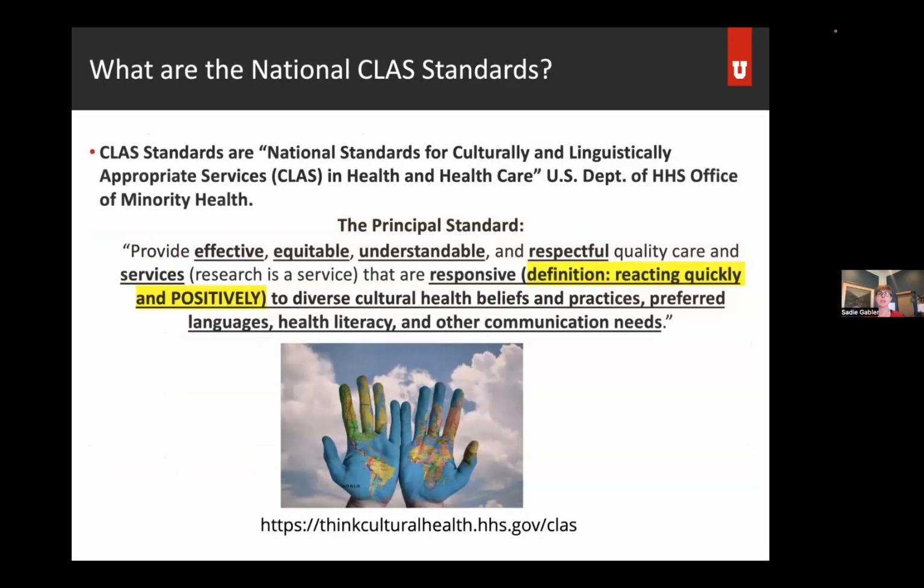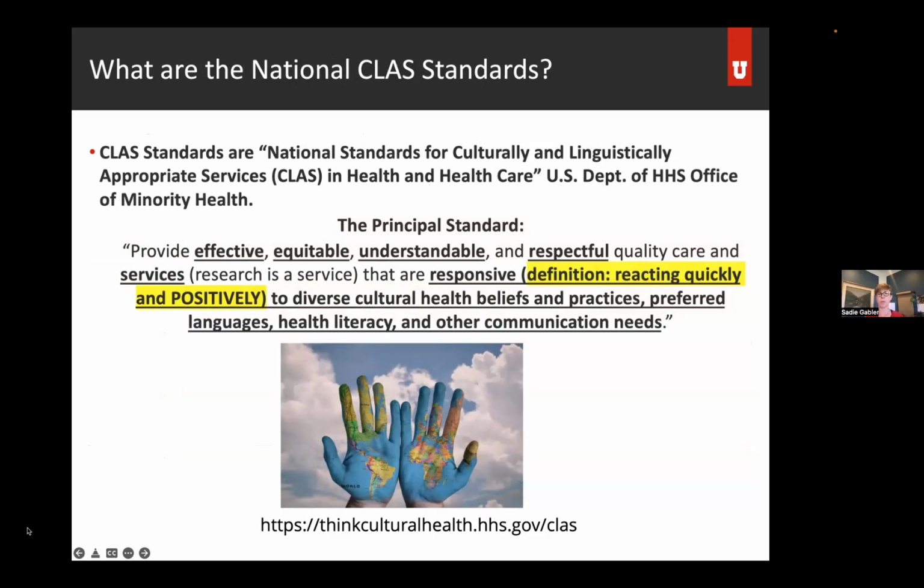The CLAS standards are the national standards for culturally and linguistically appropriate services in health and healthcare. And this is the definition from the Department of Health and Human Services Office of Minority Health. The underlying principle that I want you to take home with you from this is the principal standard is to provide effective, equitable, understandable, and respectful quality care and services.